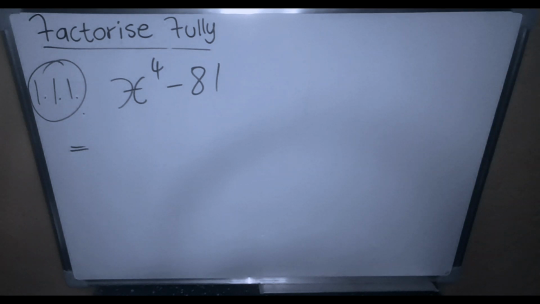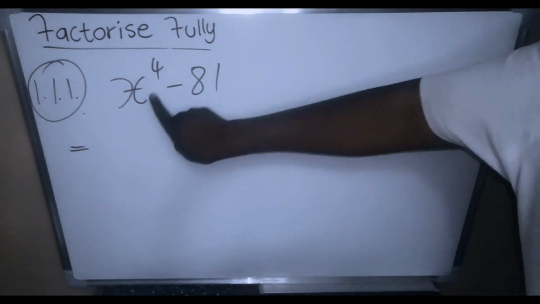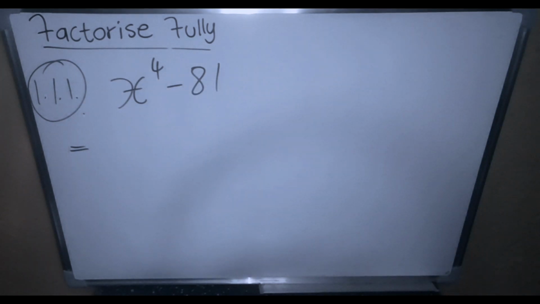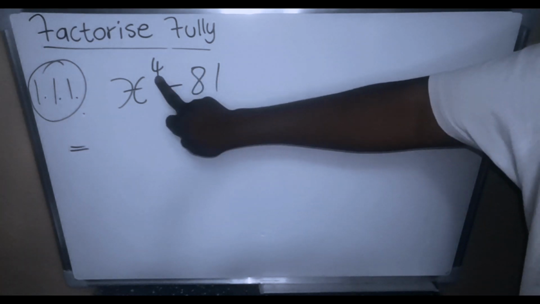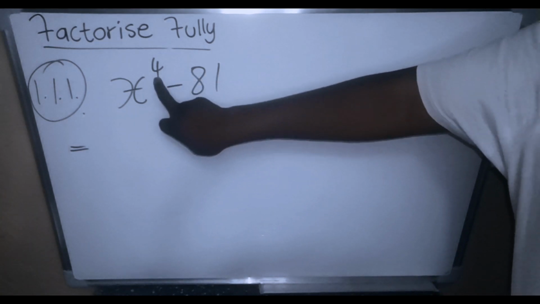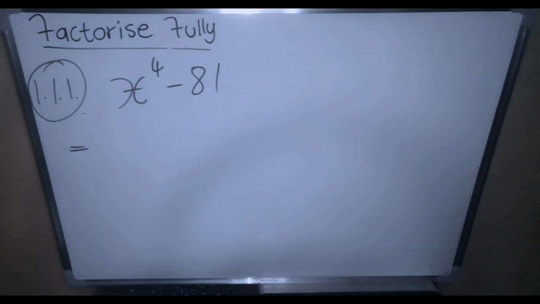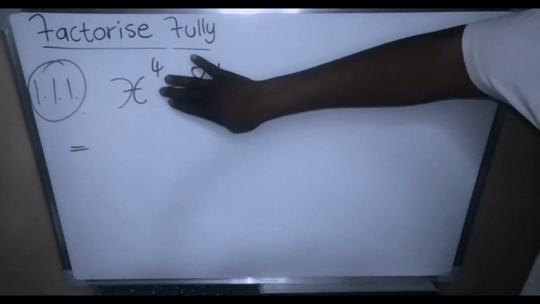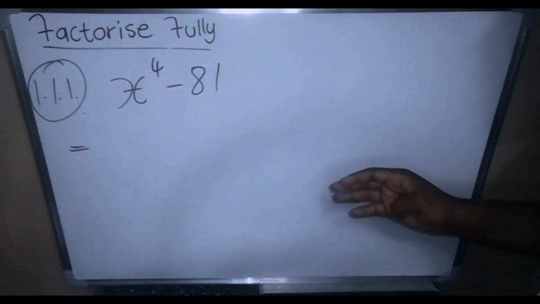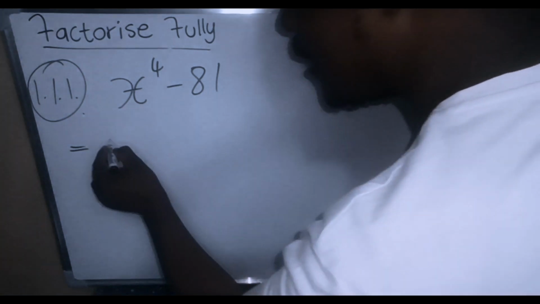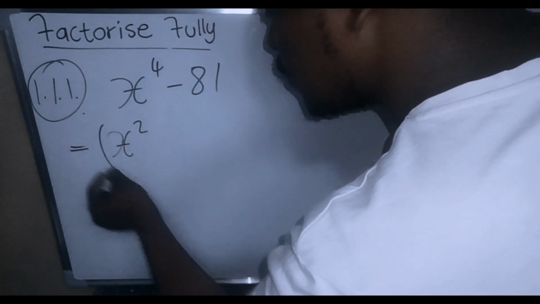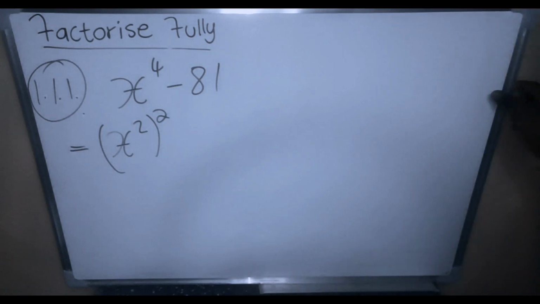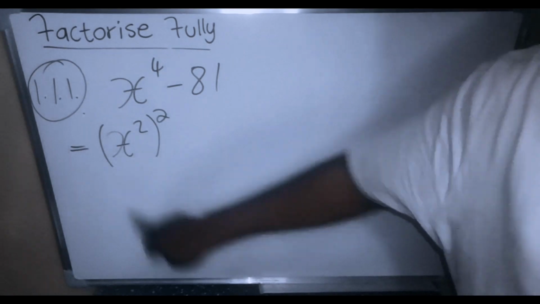Now, we have x to the power 4. It's an even number. In most cases, when you have something like this, make sure that you break it first. x to the power 4 becomes x to the power 2, close bracket, squared. That's how you break it. Always you must do this.